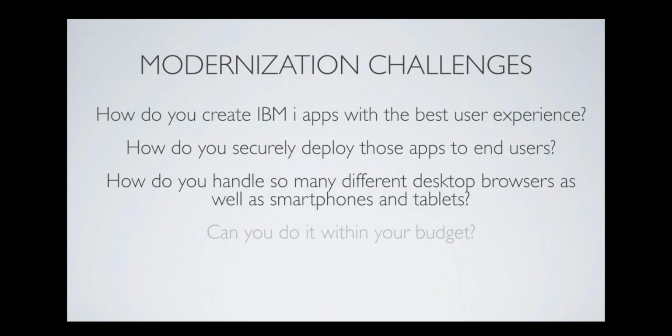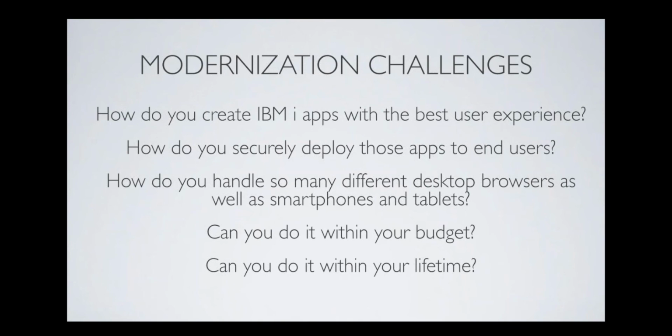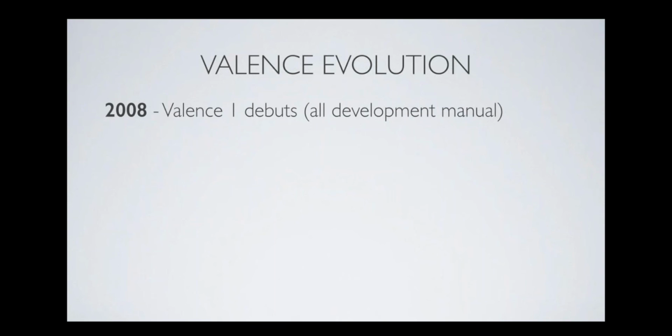That is a little overwhelming, right? And then if you can do all those first three things, can you do it within your budget? And then can you do it within your lifetime, right? Obviously, all of us on this webinar are smart enough to figure out the points, but can you do it in a reasonable time, and can you do it within a reasonable budget? Those are the challenges. So Valence, we have the Valence framework to try to meet those challenges, and I want to talk a little bit about the evolution of Valence over time.